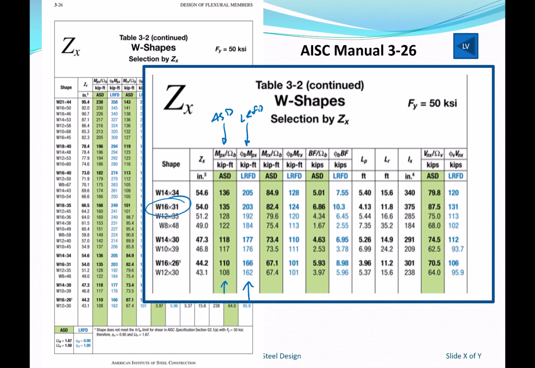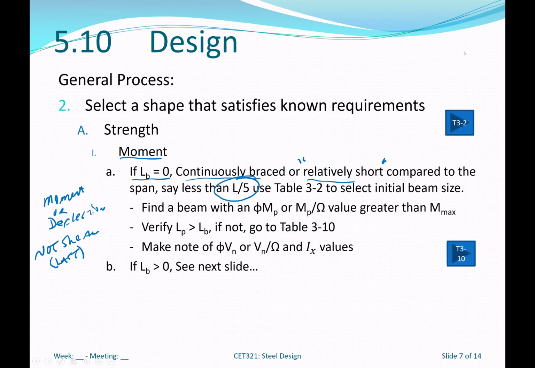Let's say it's a 16x31. You want the one that's in the darkest, the bold one of this group. So you see here, what's my moment capacity? Here's my unbraced lengths and my moment of inertia for deflection check. And then my shear capacities, which we'll check at the very end. Okay? But if you have a really short unbraced length, table 3-2 can find you an answer pretty quick.